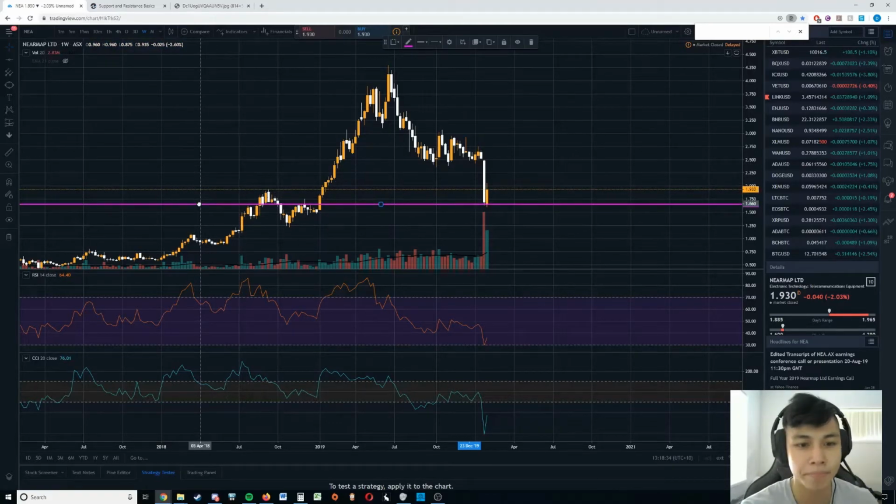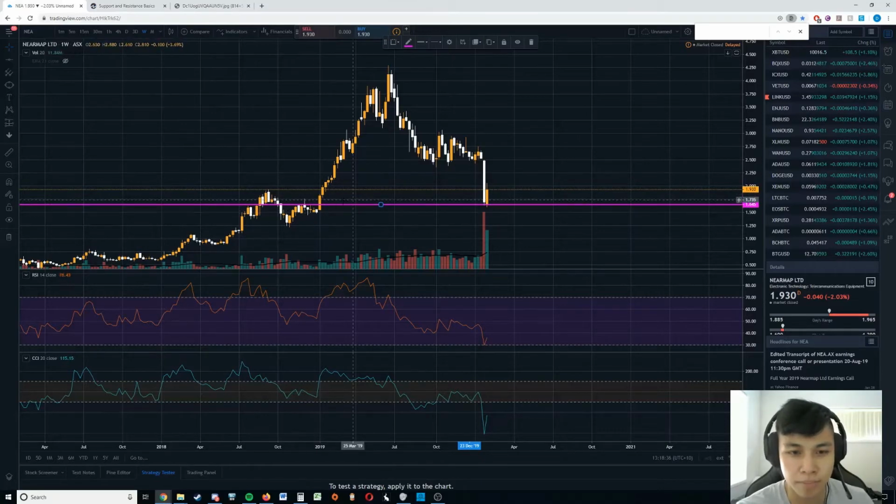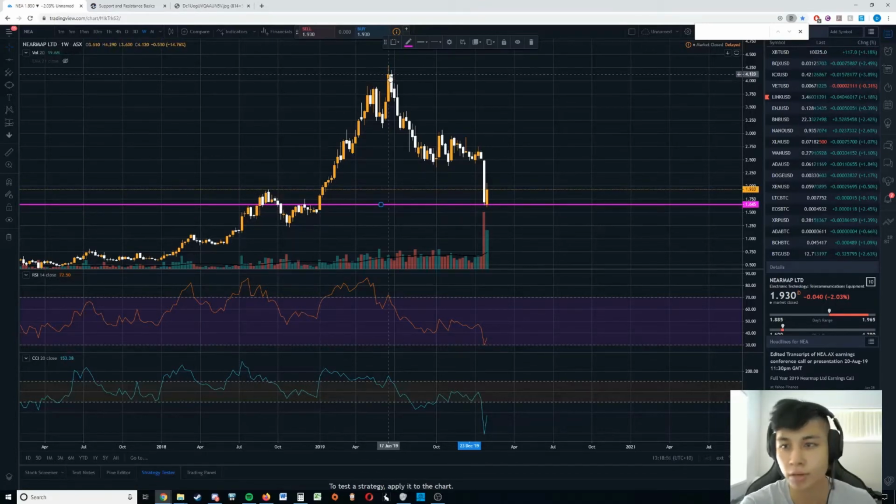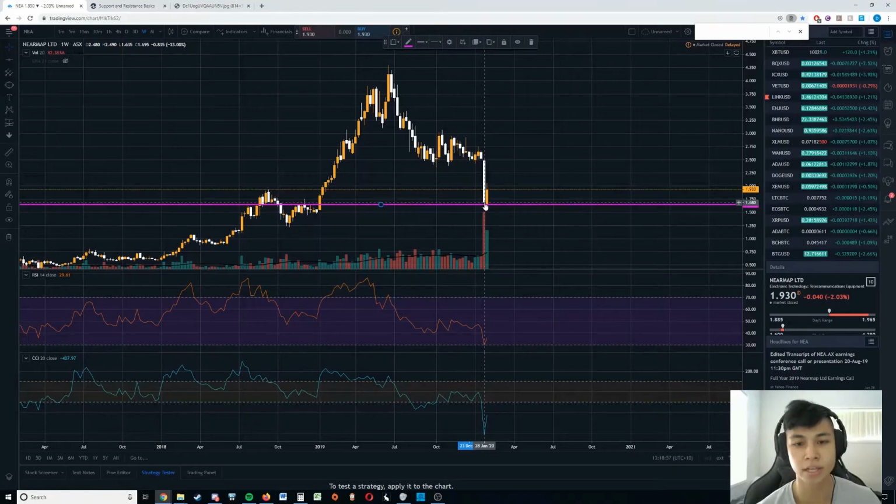If we look at past performance back in around 2018, you can see that this line was respected as resistance twice before the price of NEA was able to make a breakthrough and run up all the way to $4. But now we can see that it's come back down, and once again, it's respected this line, however, this time as support.